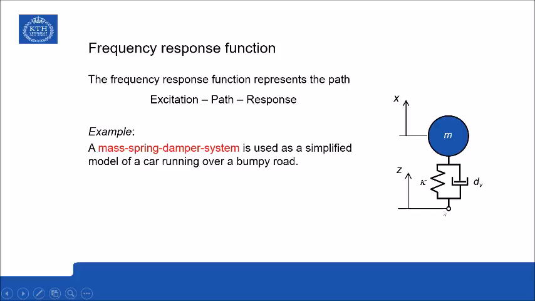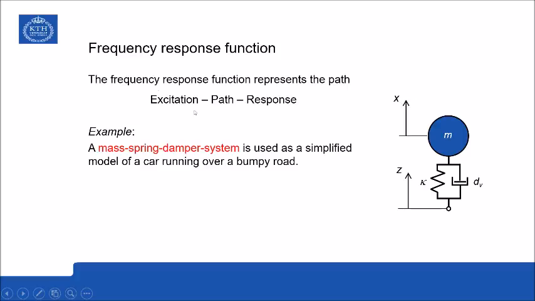So suppose now that the input, the lower part of the spring damper system, is subject to excitation. That is, we prescribe an oscillating Z coordinate here at the input. And then the response is, of course, how the mass m is displaced, displacement x here.